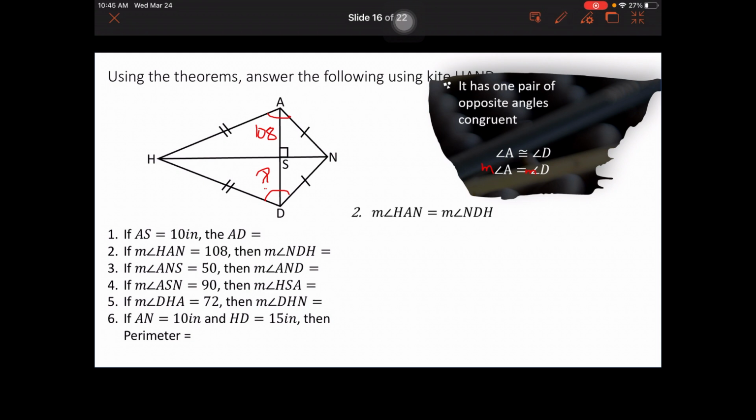Therefore, if the measure of angle HAN is equal to the measure of angle NDH, and the measure of angle HAN is 108, the measure of NDH is equal to 108 also. 108 din po ito, since they are congruent. Okay, next one, number 3.